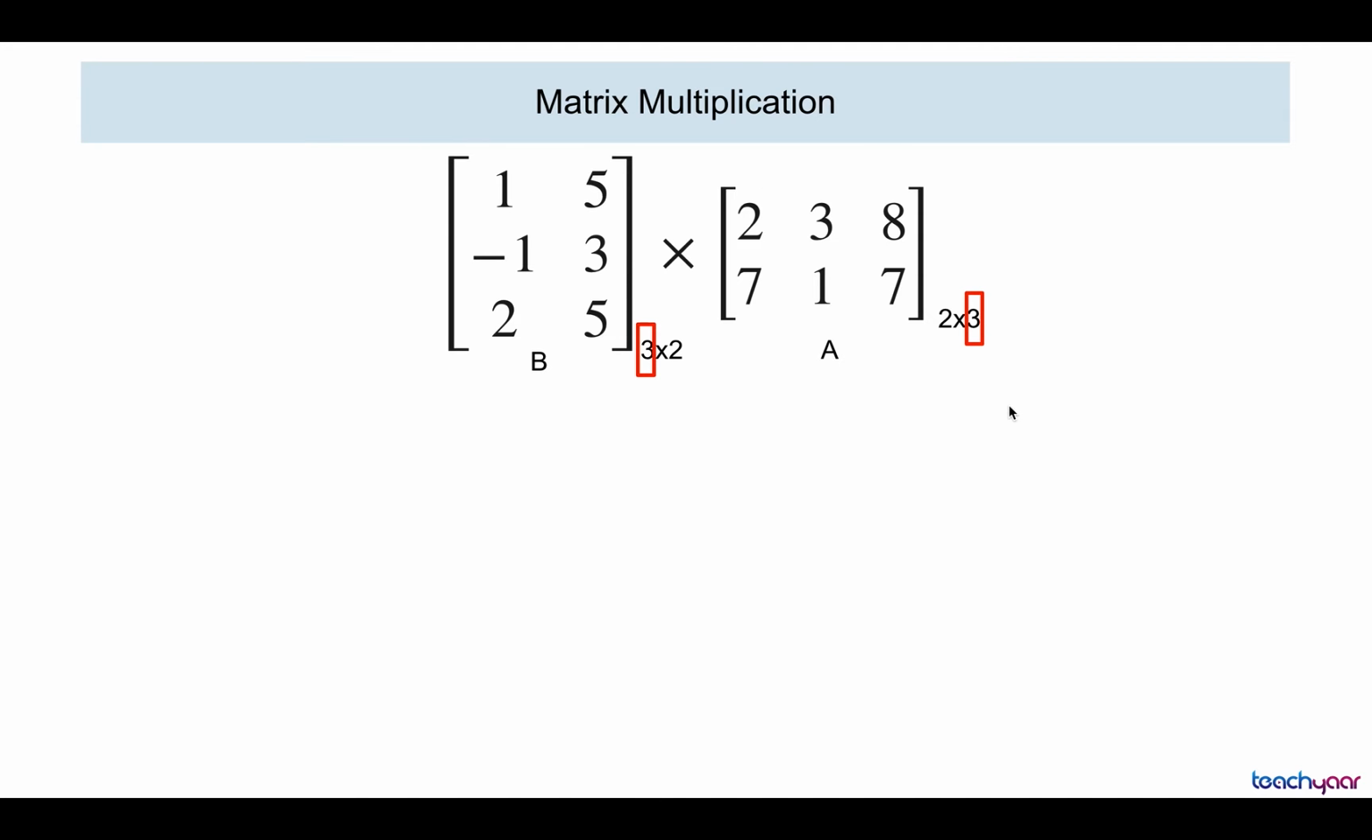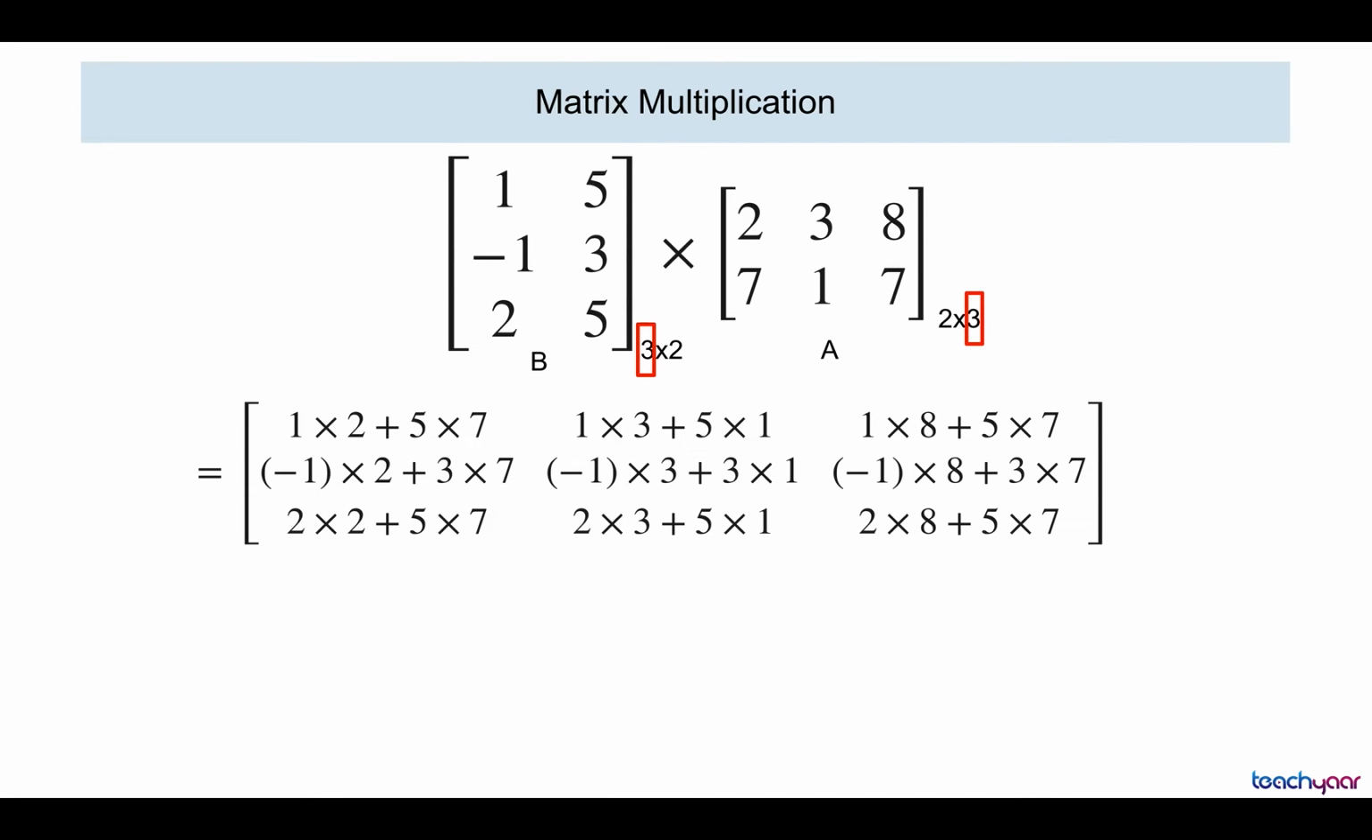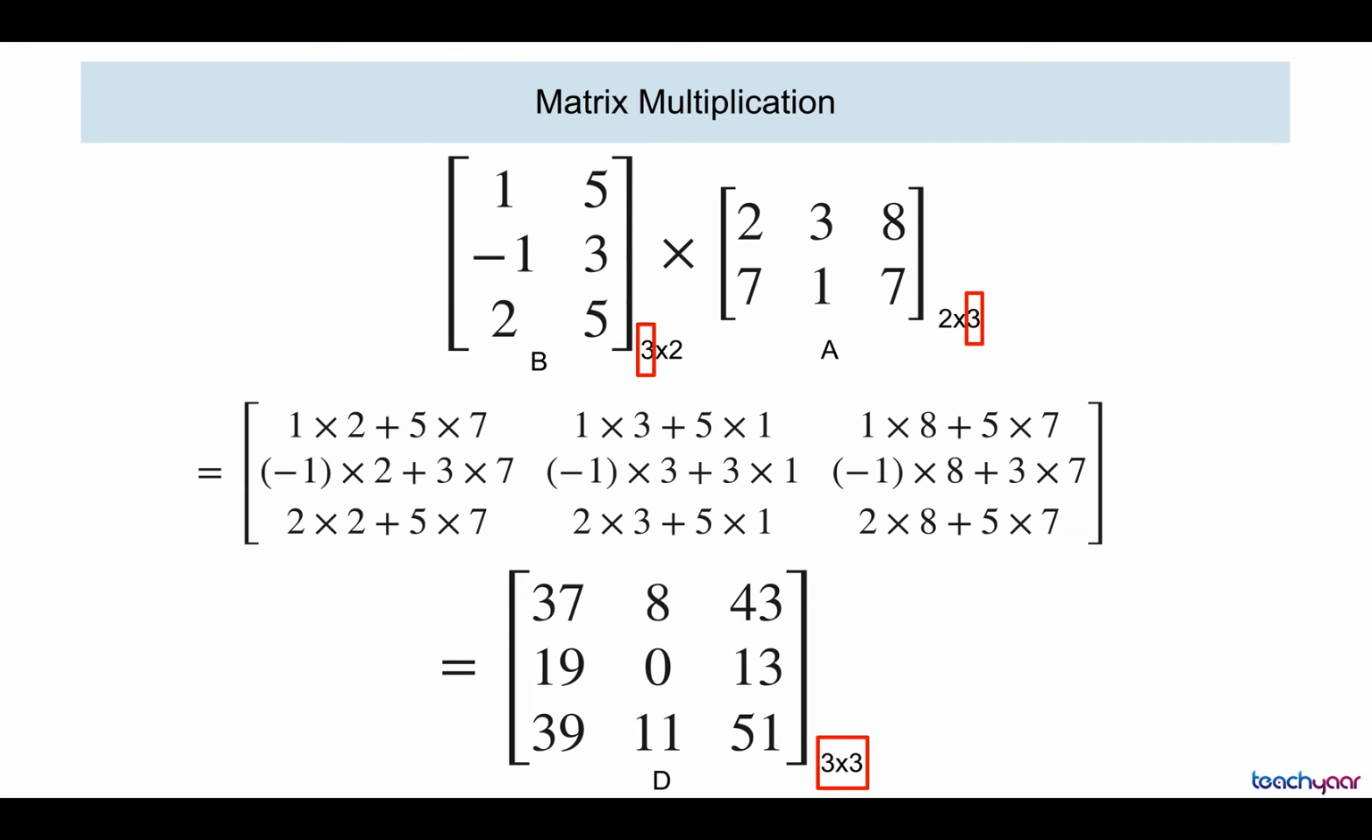Simple. So I'm just going to show you the answer first, so you can quickly check what you get. This is what you get. Because B has 3 rows and A has 3 columns, what you end up with is a 3 by 3 matrix. And that's the answer. If you want to check your steps, here goes.